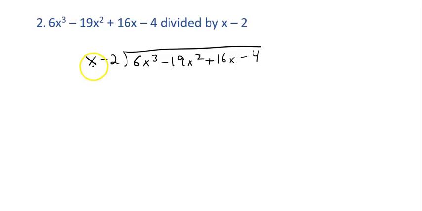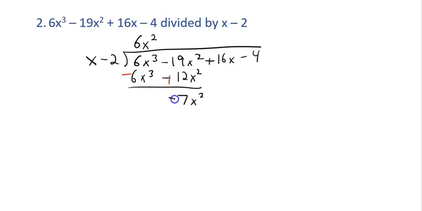So I'm going to ask myself, what do I multiply by x to get 6x cubed? In this case, I get 6x squared. So I multiply, I get 6x cubed minus 12x squared. I draw my line, I change my signs. So the first part goes away, and then I have negative 19x squared and positive 12x squared, so that'll be a negative 7x squared. And then I bring down the plus 16x.